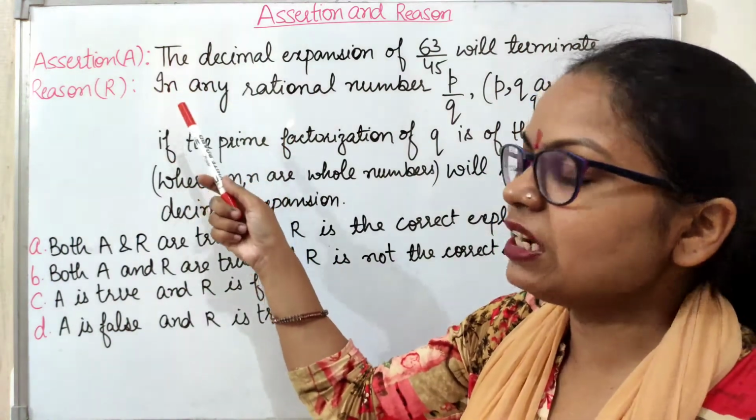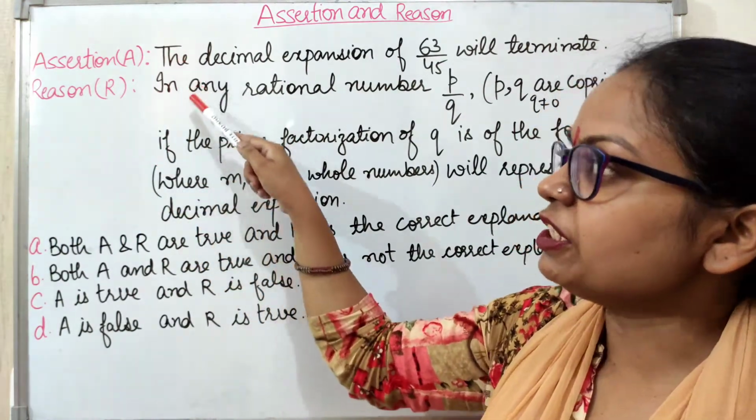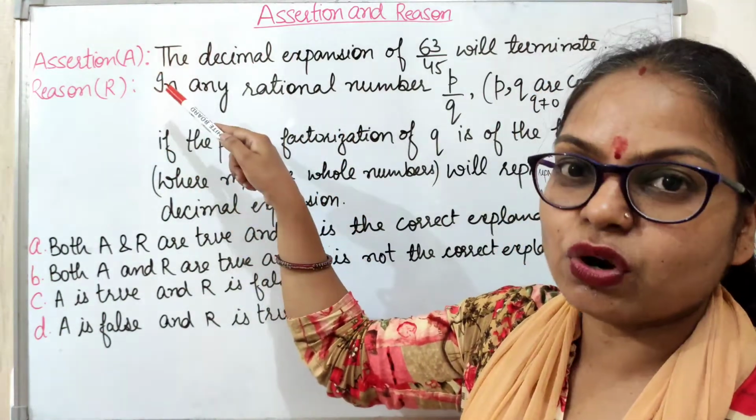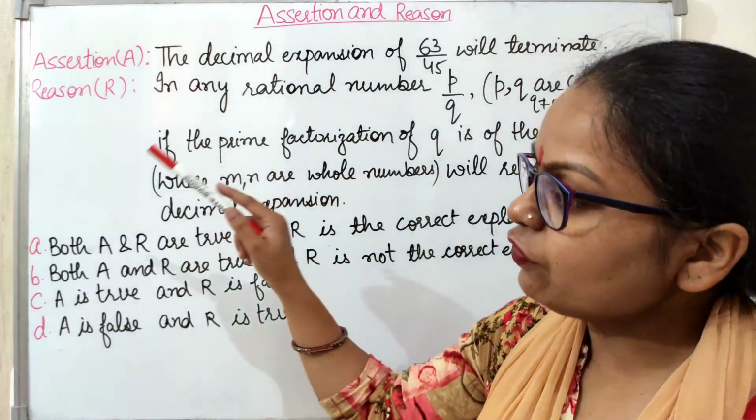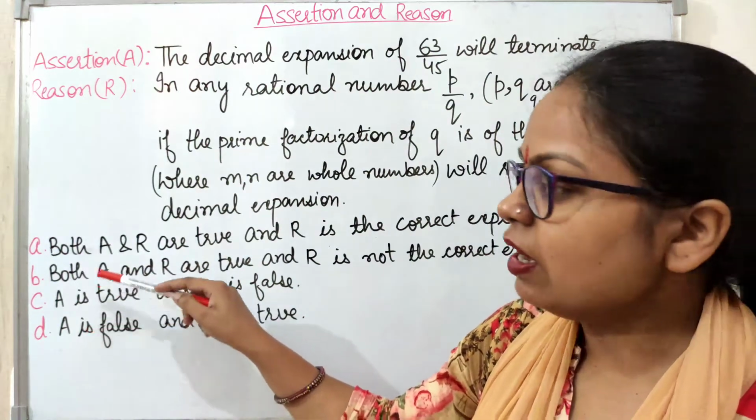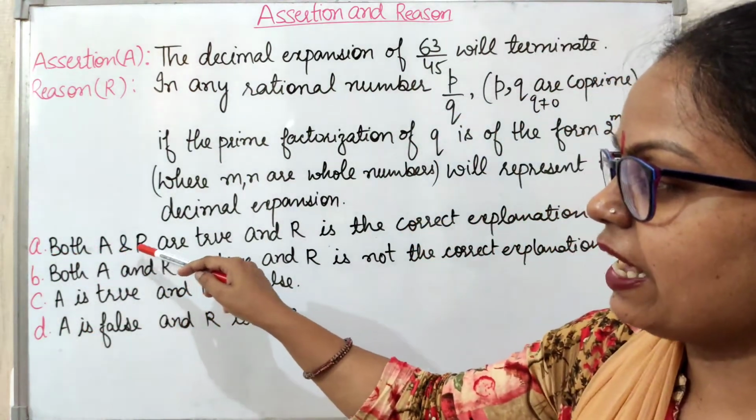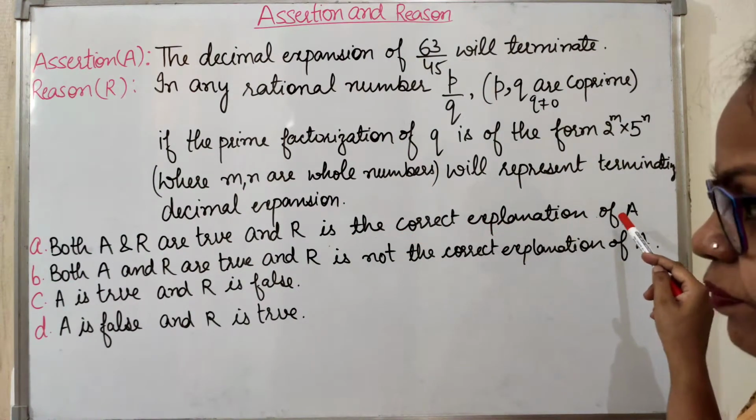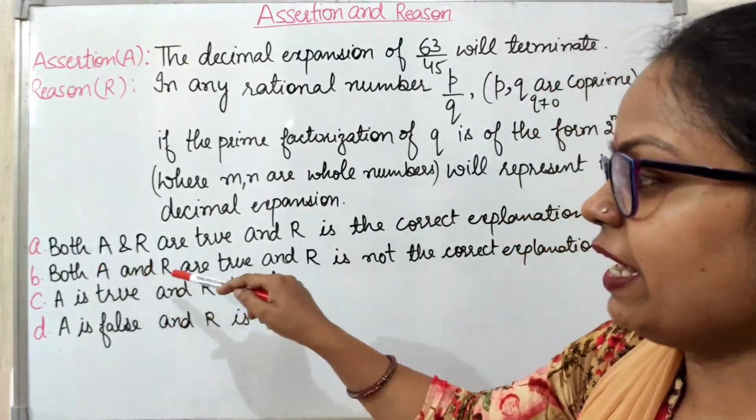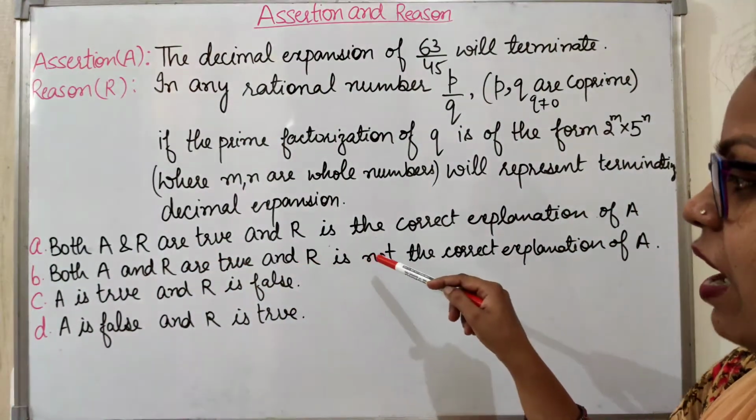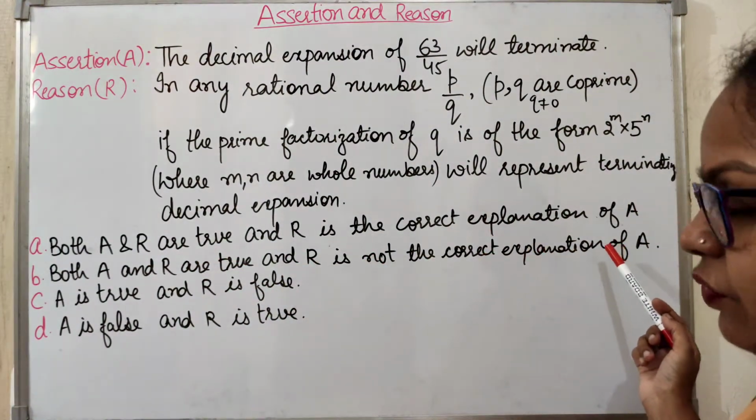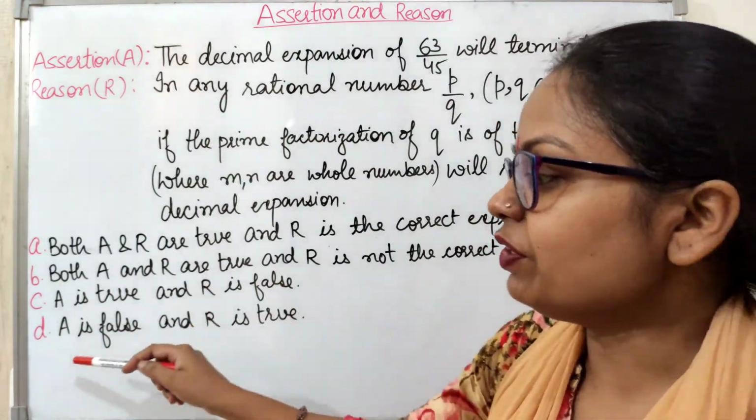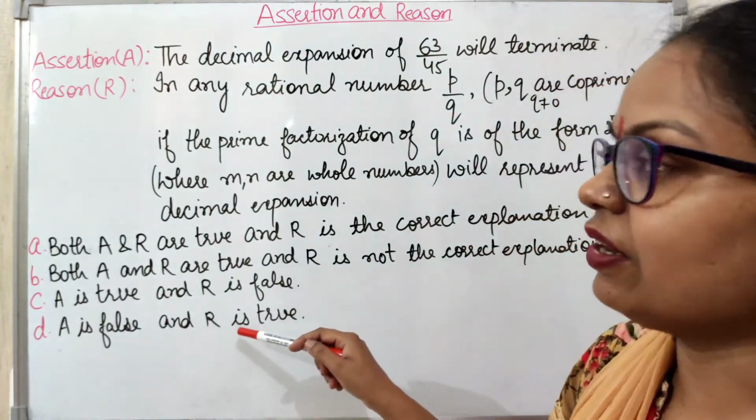In an assertion and reason question, two statements will be given to you. One is called assertion, the other one is called reason, right? And four options will be given to you. First option says both A and R are true and R is the correct explanation of A. B says both A and R are true and R is not the correct explanation of A. C says A is true and R is false. D says A is false and R is true.